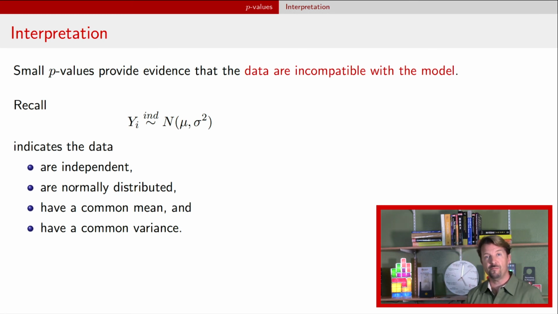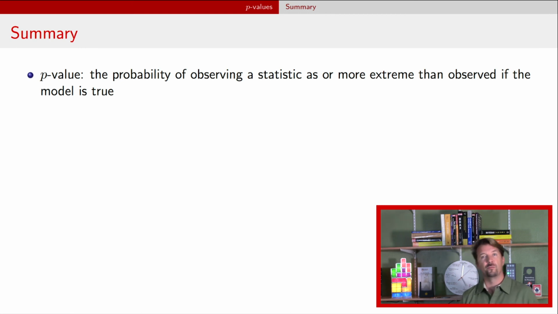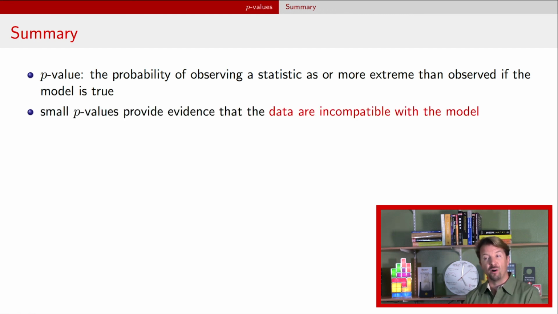Alright, for a brief summary: the p-value is the probability of observing a statistic as or more extreme than observed if the model is true. Small p-values provide evidence that the data are incompatible with the model. We're going to be moving forward and talking about hypothesis testing and how p-values are often incorporated into these hypothesis tests. Hope to catch you there.